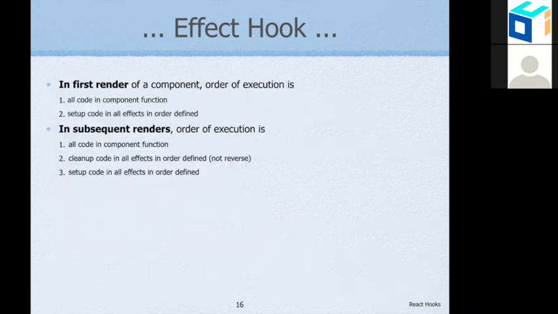So the way this works when the code executes is that in the first render of your component, all the code inside your component function runs. And when that's finished, then it looks at all of your effects. And then they run in order. And it's going to run the setup code only. Then if the component has to re-render, it will again run all the code inside the component function. Then it will run all the cleanup code in all your effects in the order that you've defined them. And when it's finished with that, it runs all the setup code again. Okay, so re-rendering means clean up what I did before and then set up again.